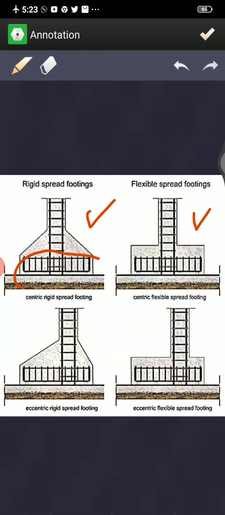This we call the mesh. This is the hook mesh or column mesh. Then you will have spliced bars which will be running from column base to the footing. The above two figures are centric figures, that is centric rigid spread footing and centric flexible spread footing. Below these two are examples of eccentric spread footings.